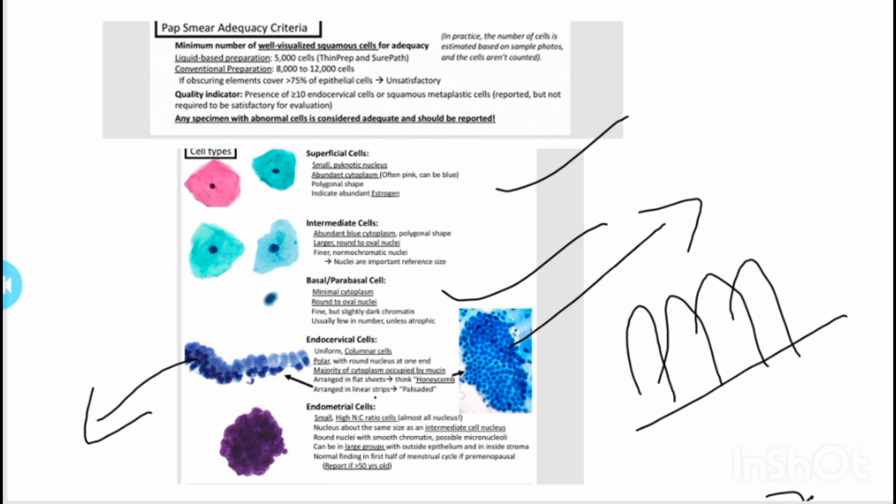Okay, they are columnar cells with a round to oval nucleus placed at the bottom, that is polar location. They can be either palisading or honeycomb. Okay, so these are the endocervical cells.